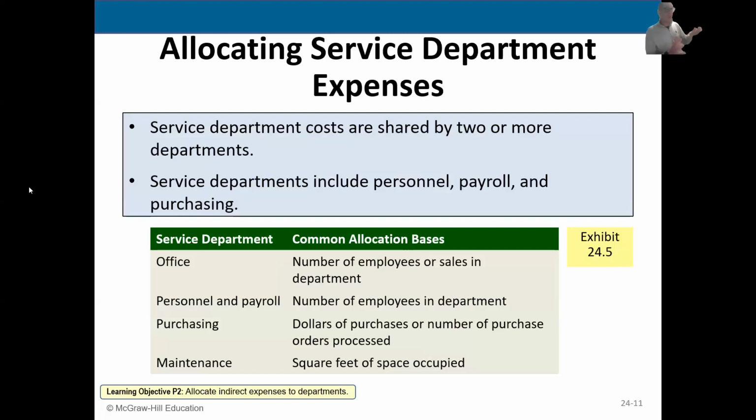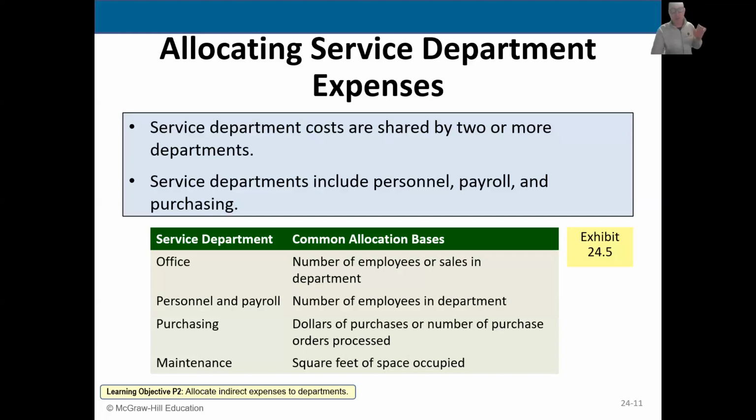Okay. So we talked about the indirect cost allocation. There's a separate cost allocation I need you to understand. We call this service departments. We have operational departments, those are the departments that do the selling, right? Like the jewelry department, clothing department, the whatever department. They sell inventory. We call those operational departments.